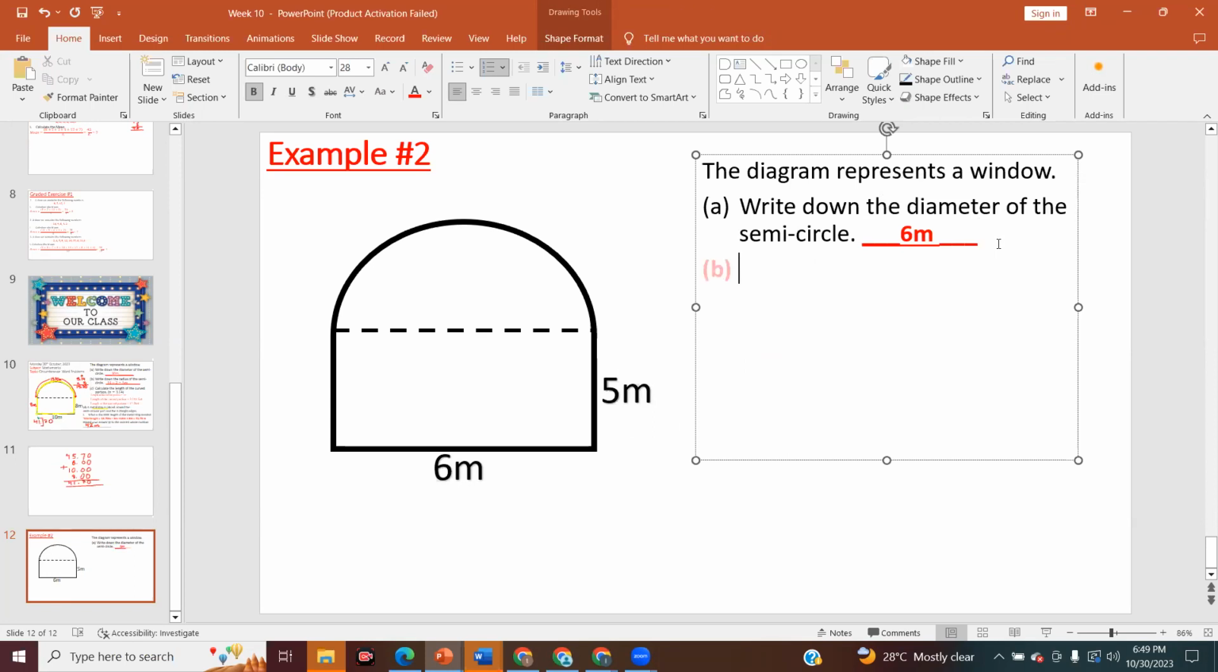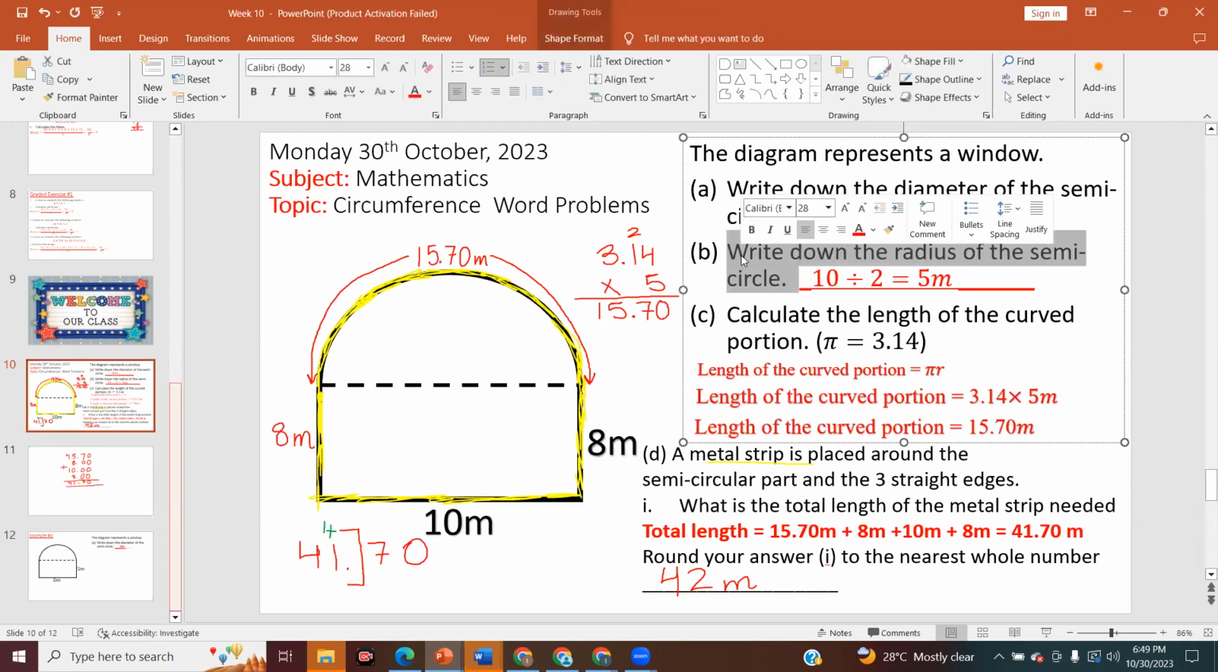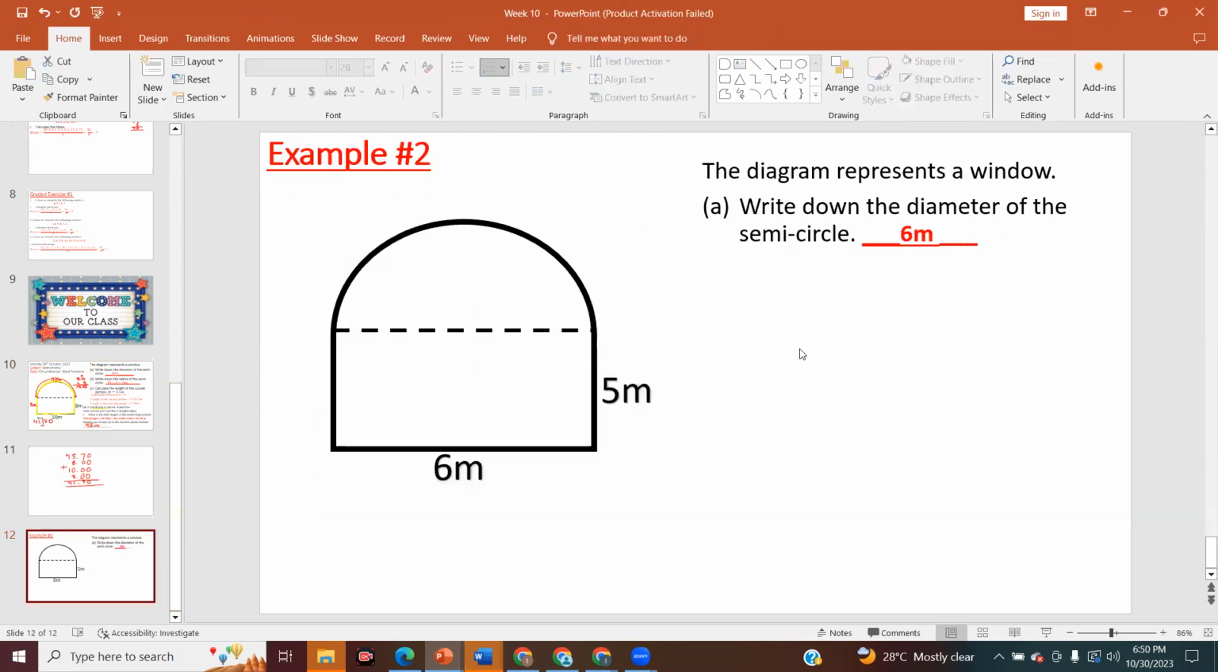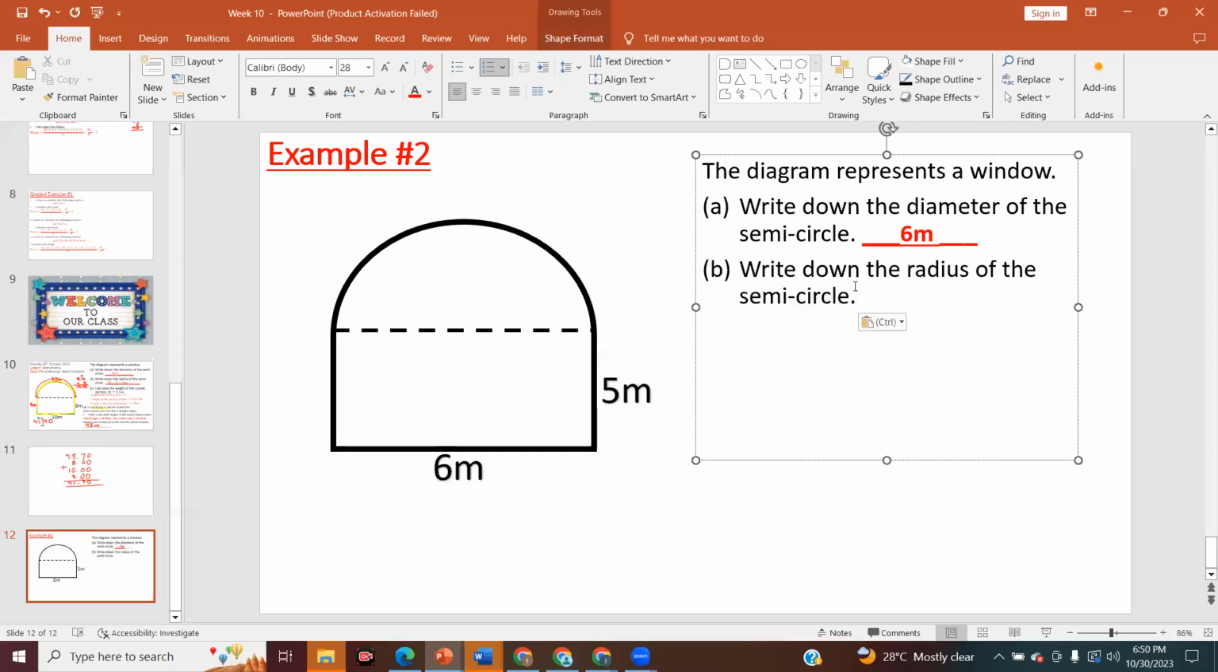All right, next up we want to write down the radius. What is the radius of the semicircle? The radius is gonna be what? 3 meters. 3 or 6? It's 3, because it's half of 6. Half of 6. Very good. So 6 divided by 2.